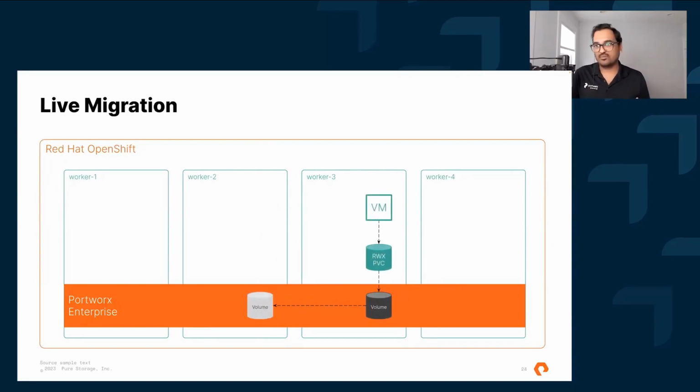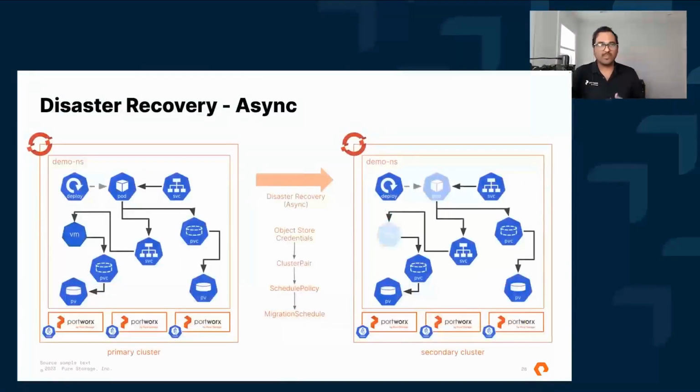Again, we'll look at this in a demo today. You can just select that you want to live migrate your VM to a different node in the cluster, and Portworx will move that persistent volume object and attach it to the replica on a different node as well. So this is how live migration works inside Portworx and OpenShift.